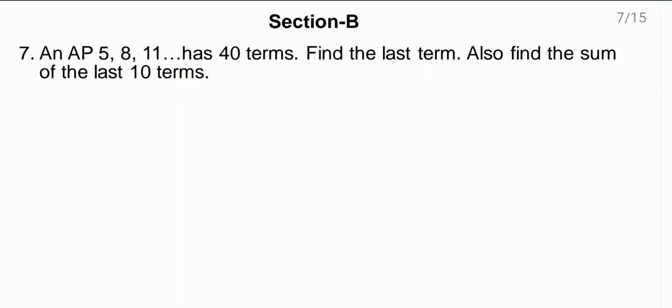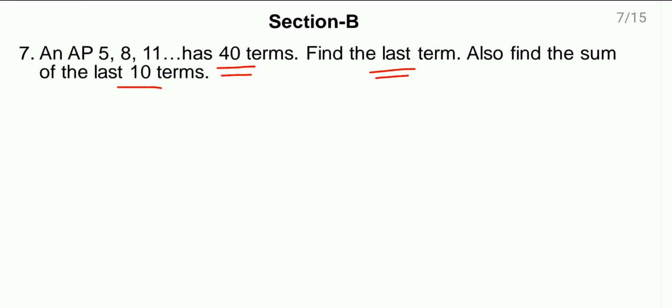This is section B. Question number 7. An AP has 40 terms. See, AP has been given and it has 40 terms. Find the last term. Find the sum of the last 10 terms. Let us see here. So from the AP, first what we'll do? Last term, that means 40th term. We need to find out what? 40th term. And the sum of the last 10 terms. That means from 31st to 40. This last 10 terms, the sum of them we need to find out.